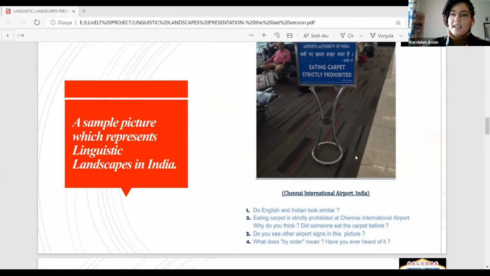And also here, after learning the vocabulary meanings, the students will talk about the cultural aspects of the sign here. For example, do English and Indian look similar? So they will just answer these kinds of questions to understand the cultural aspects of linguistic landscapes.